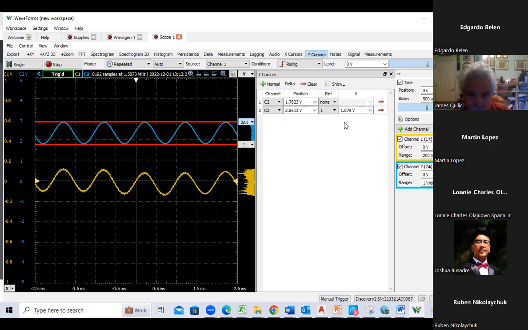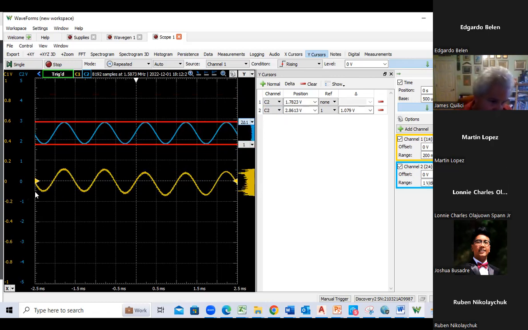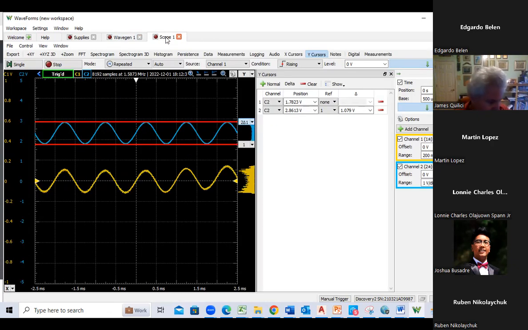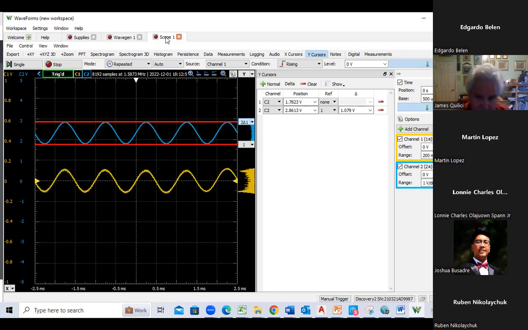So this says I have 1 volt peak to peak on the output. And here I have basically 0.2 volts peak to peak. I set up my wave gen for 100 millivolts peak, and so it gives me 0.2 volts peak to peak. And so my gain right now is 1 divided by 0.2, which is equal to, it's actually 1.079, I guess. Okay. So I've got a gain of 5 and my spec was 10.